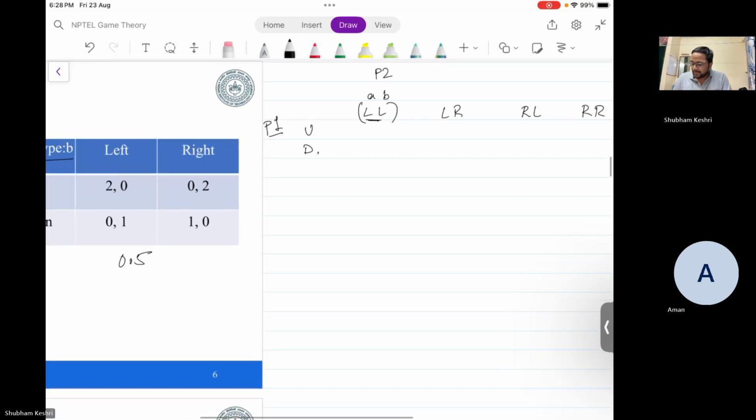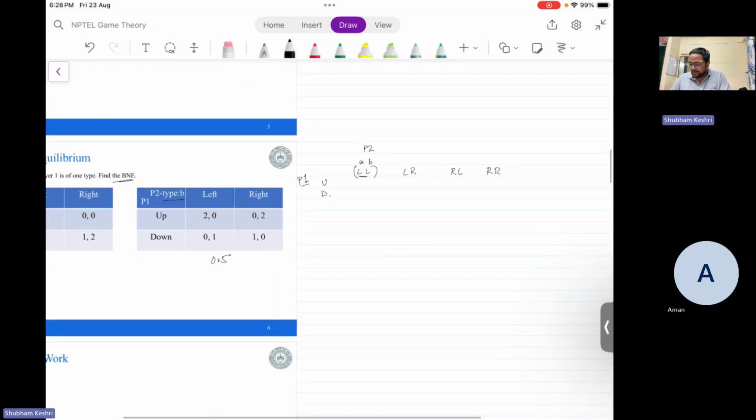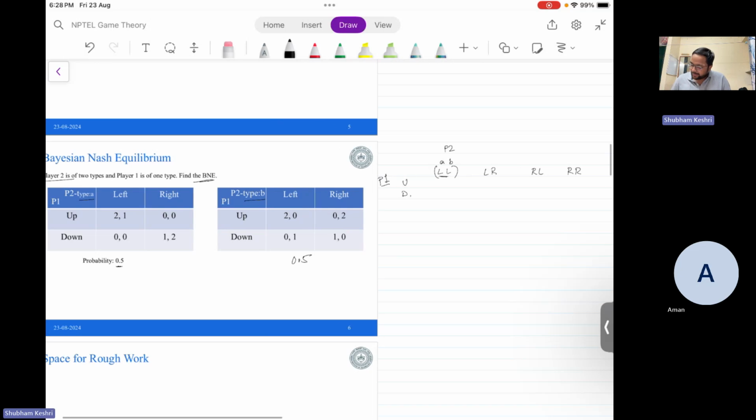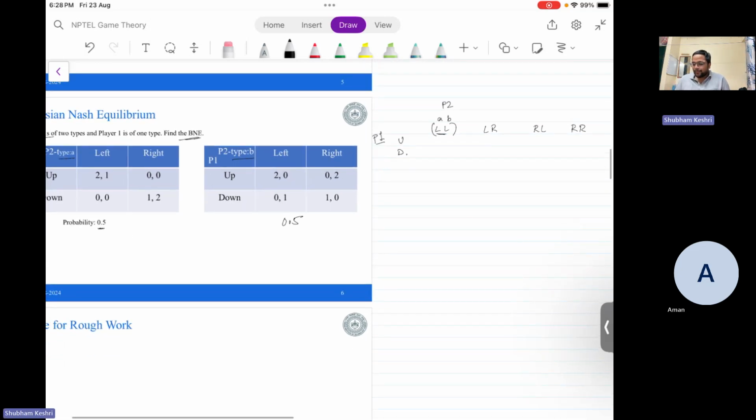Alright. And just zoom out so that you can see this clearly. Now you see, when I'm saying player 2 has one strategy which is up and other strategy down, he can have different utilities. So when I say player 1 is playing up, what is the utility of player 1? Utility of player 1 when he is playing up and player 2 is playing left, left. So if he is of type A, he is playing left, and if he is of type B, he is playing left.